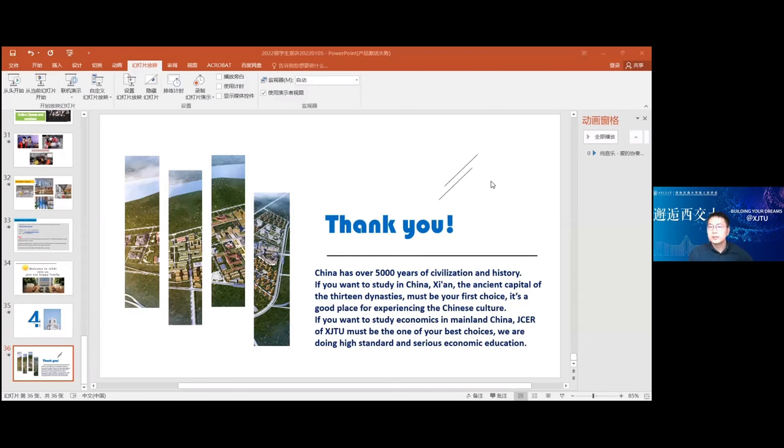The GRE or GMAT requirement is not confirmed. If you have a score for GRE or GMAT, it's better, but if you don't have it, that's not necessary.